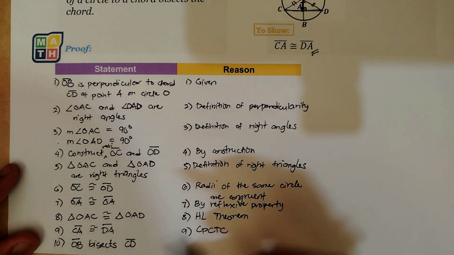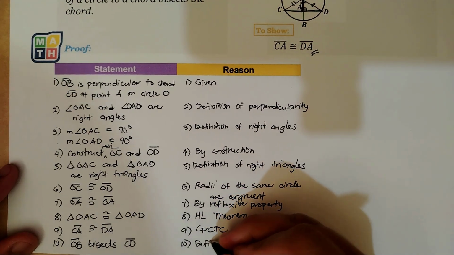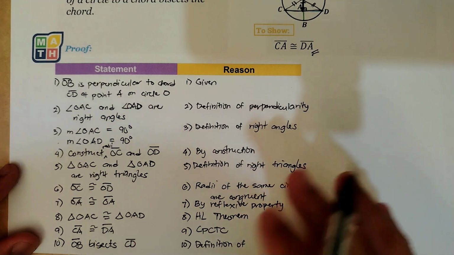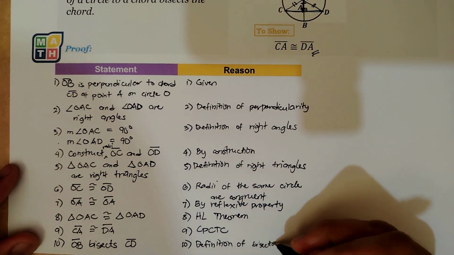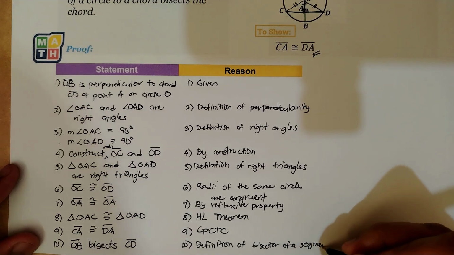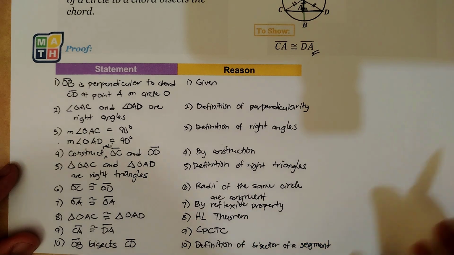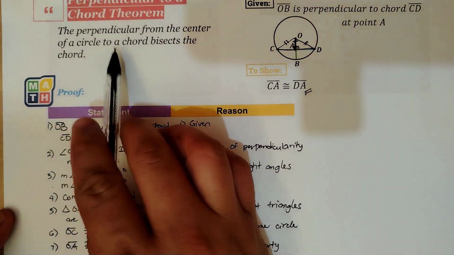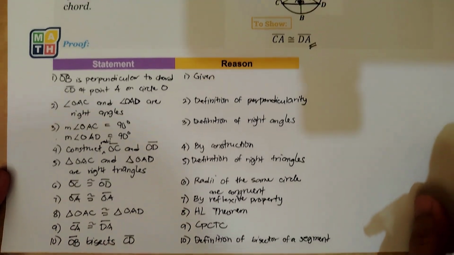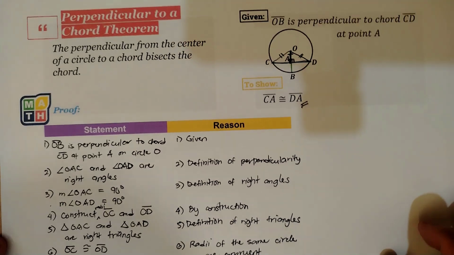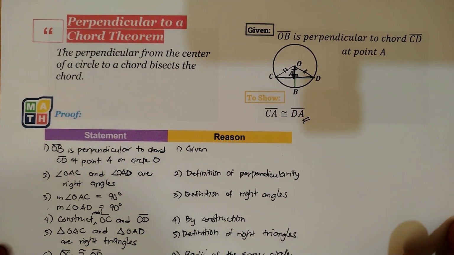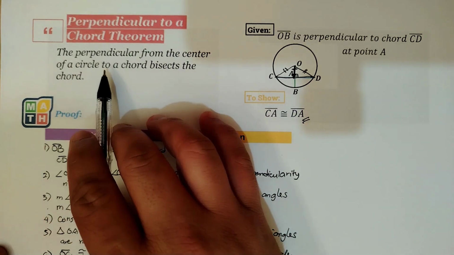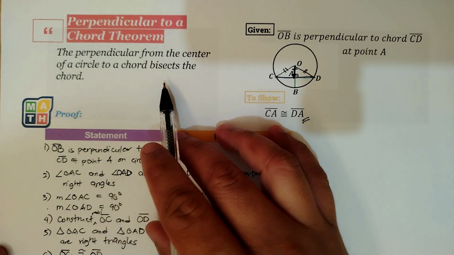That is because of the 9th statement, and this is actually the definition of a bisector of a segment. Once we have a bisector of a segment, it divides the segment into two congruent parts. So even if this was our end game earlier, since the statement talks about bisecting the chord, we can add this statement. These are the complete proof for this theorem, the perpendicular to a chord theorem. So we establish all the necessary conceptual framework before we arrive at the point that the perpendicular from the center of a circle to a chord, and it should be any chord, bisects the chord itself.